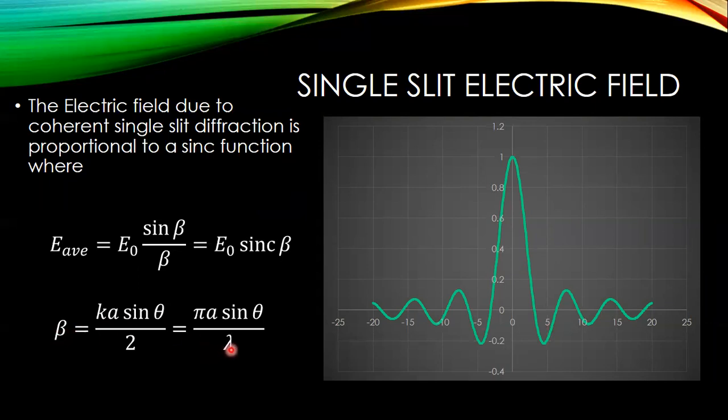Also, beta is inversely proportional to the wavelength. So as the wavelength gets smaller, this value of beta gets larger and larger, which makes the function oscillate faster, which would make the fringes closer together. And a is the width of the slit. So the smaller the slit gets, the smaller beta gets, and that spreads the function out.